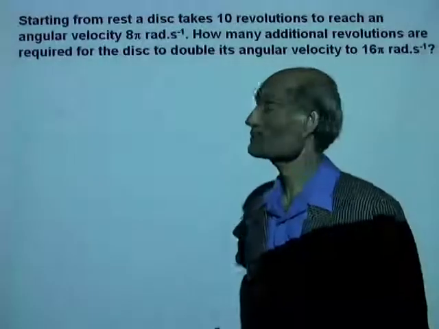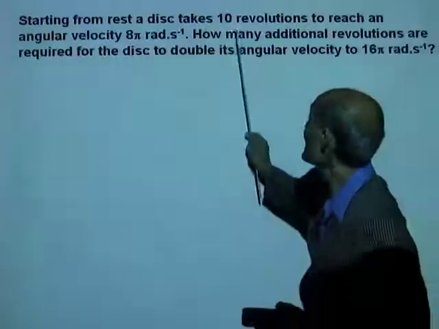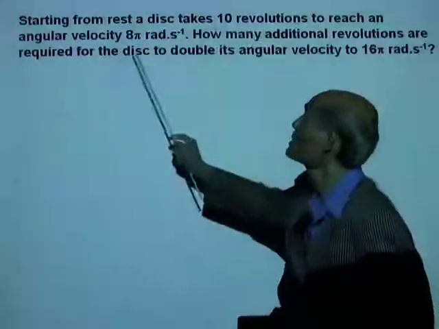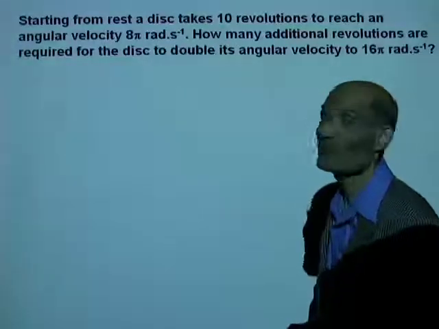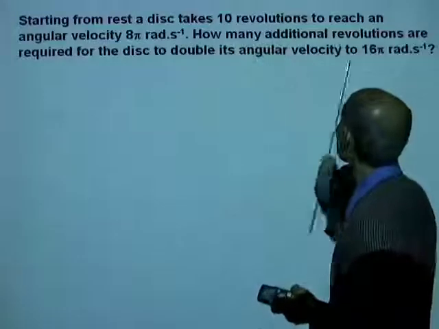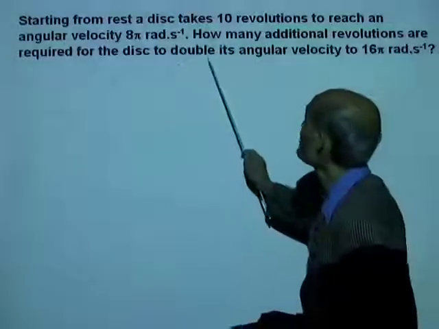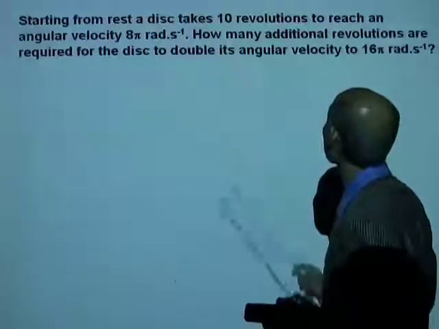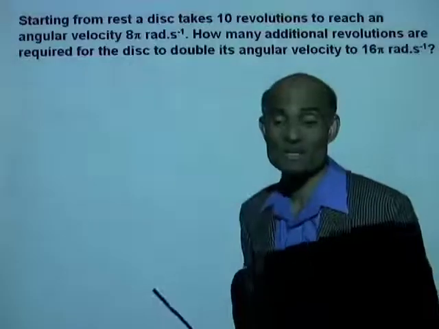Another one. Starting from rest, a disk takes 10 revolutions to reach an angular velocity of 8 pi radian per second. How many additional revolutions are required for the disk to double its angular velocity to 16 pi radian per second?